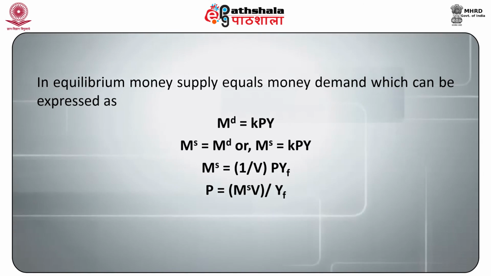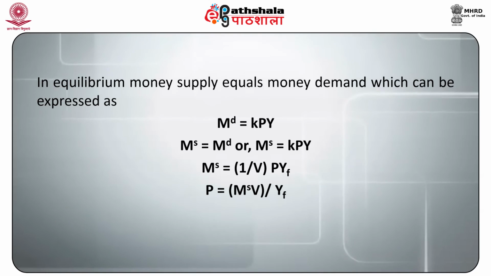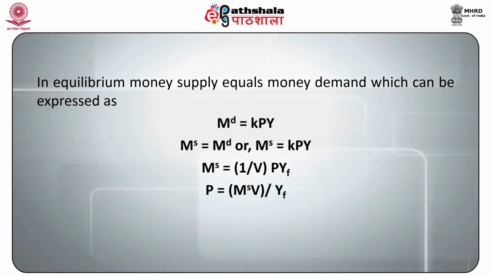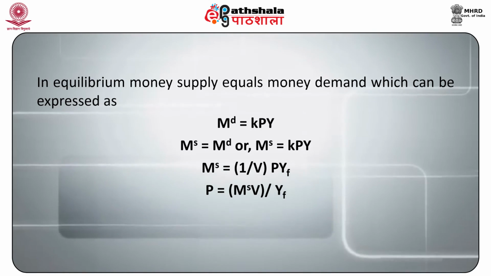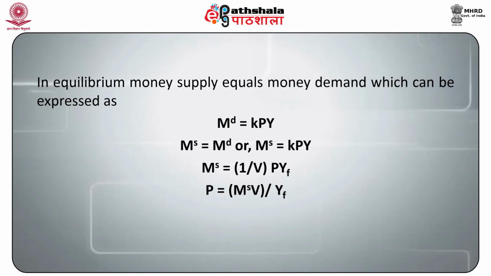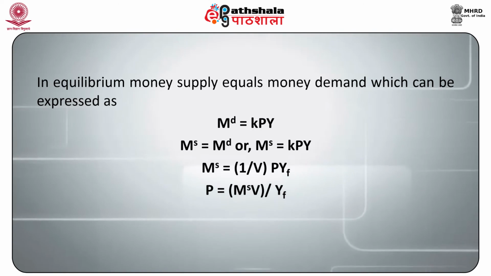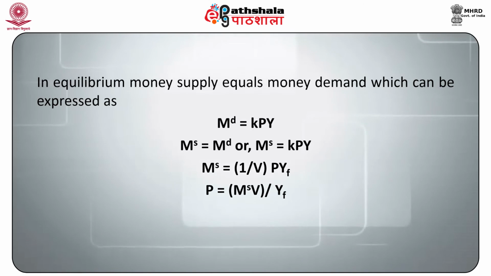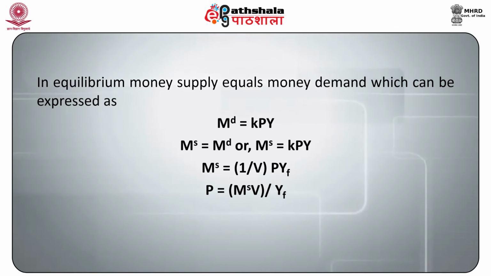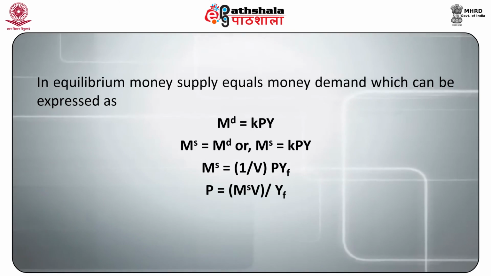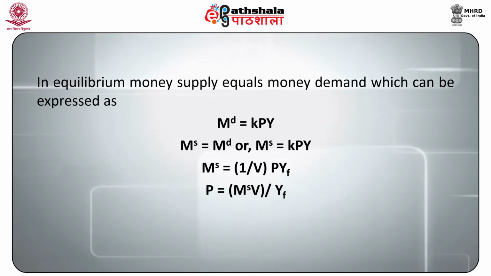With V and Yf constant, an increase in M^s leads to an equiproportionate increase in the general price level in the economy. The value of real income and other real variables will remain unchanged. Thus, the theory also proposes neutrality of money.